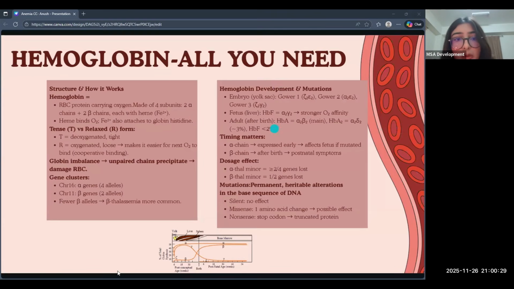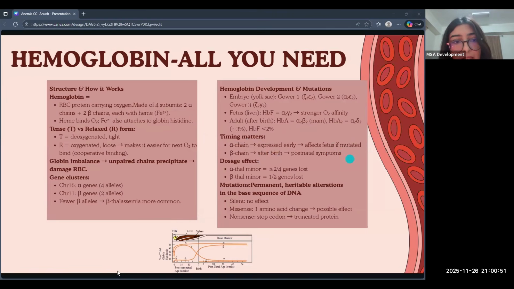Then we have the adult hemoglobin, so HbA, which is the main hemoglobin, HbA2, which is 3%, and HbF, which is 2%. Now, why does the timing of the expression matter? So alpha chain is expressed early. That means it affects the fetus prenatally. Beta chain, it's after birth, so postnatally.